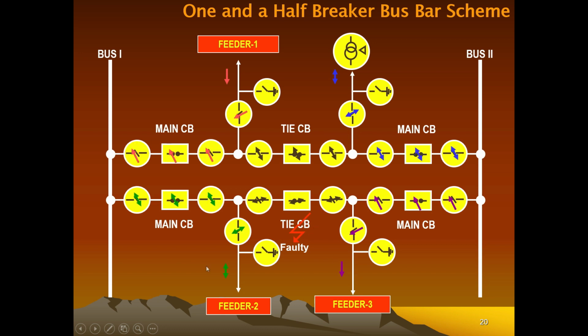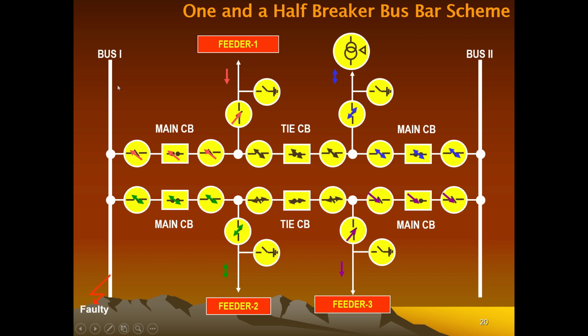Now, if there is any requirement of maintenance of this tie circuit breaker, or if this tie circuit breaker is faulty, then what happens? Your feeder 2 will remain in service through the main CB of bus 1. Feeder 3 will remain in service through the main CB of bus 2. Once you remove this fault, these two feeders will remain in service through all three breakers. But now suppose this main CB is taken out of service for some maintenance work, or this CB is in faulty condition. In that case also, feeder 3 will get the feed through bus 2, and feeder 2 will get the feed through bus 2 by using the tie circuit breaker, and both circuits will remain in service.